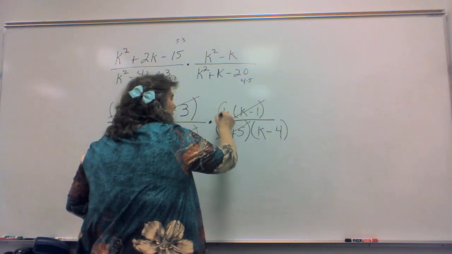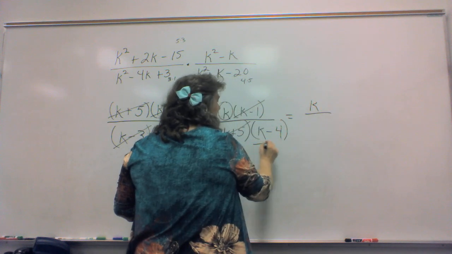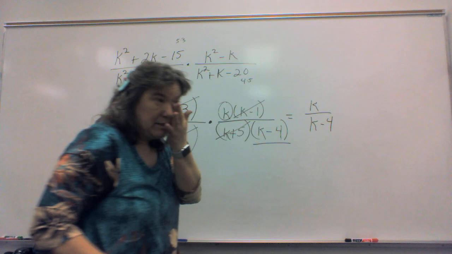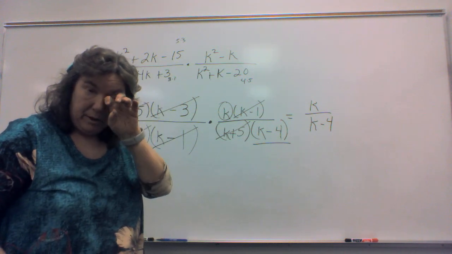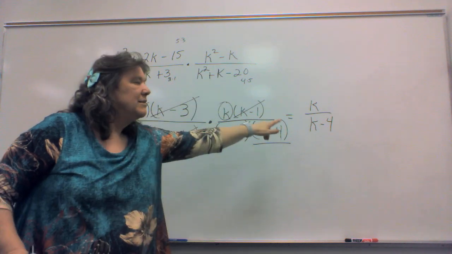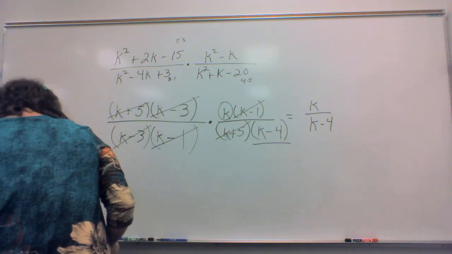I have a k in the numerator over k minus 4 in the denominator. And that's all there is to it. It's finished now. That is completely factored. It went from all this down to just that. So as you see, it happens pretty fast.